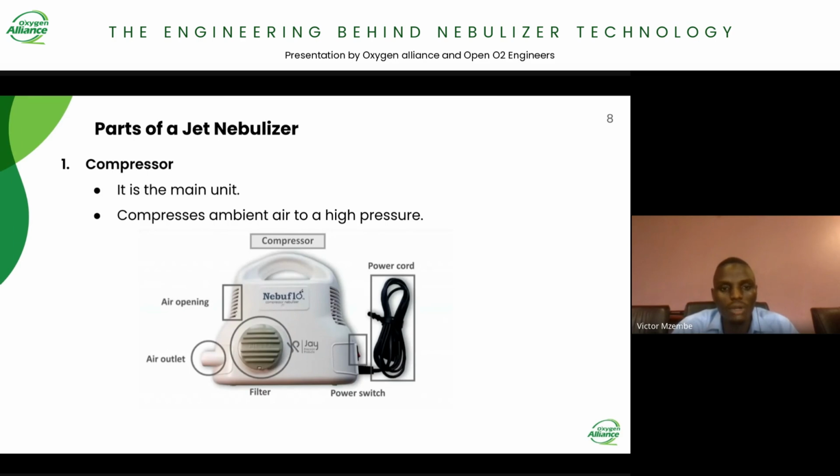Then we also have a filter. The filter traps contaminants as well as dust particles that are present in the air before it can be delivered to the nebulizer kit. Then we also have a power switch, which is used to turn the compressor on and off. Then we also have the power cord, which supplies power to the compressor after connecting it to the mains. Then we also have the air outlet. That is the port where you connect the tubing that takes the pressurized air to the nebulizer kit.